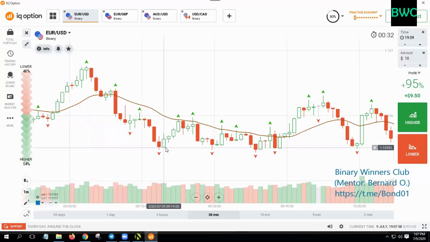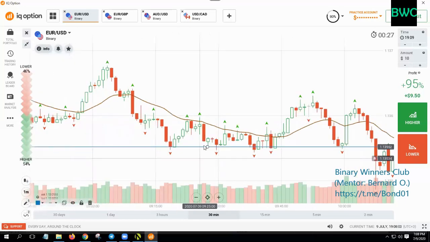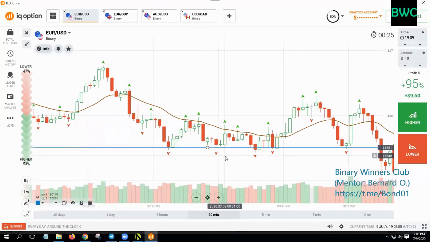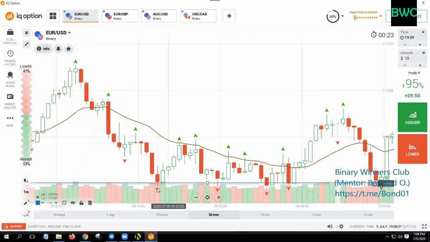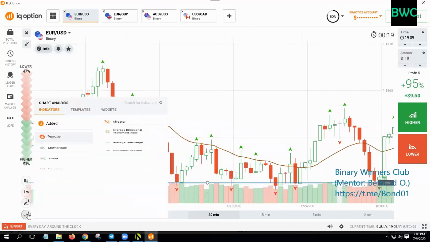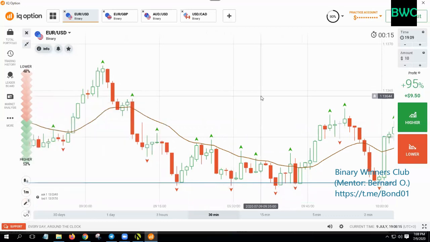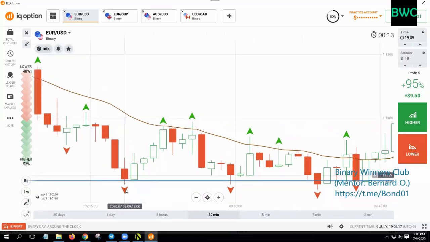Okay, from the first fractal, what did you notice? You will notice there was... I need to remove volume. It's interfering with my... I think I need to disable volume for now. Okay. You will notice this one touched here, reversed. Touched, far away, reversed. What happened?